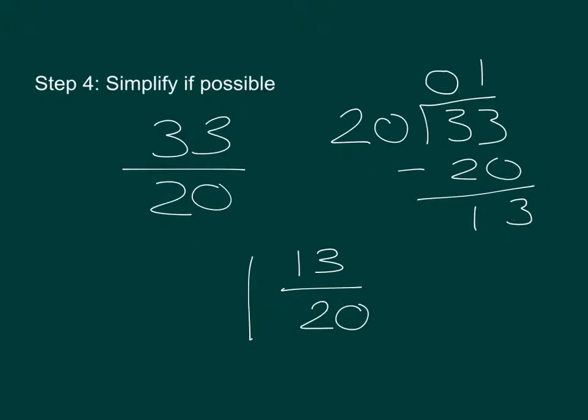Well, we may need to simplify our fraction again, just to be sure. So let's look. Okay, 13 is a prime number, so I know only 1 and 13 will divide into 13. And seeing 13 can't evenly divide into 20, we know we're done. And so the answer to this problem is 1 and 13/20.